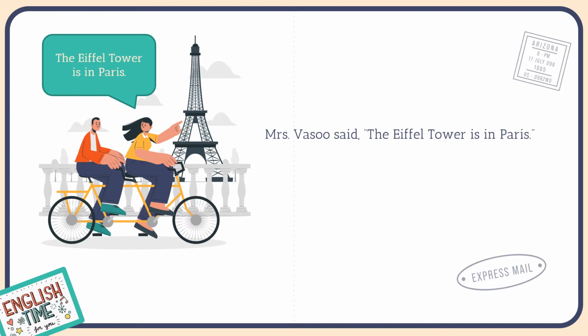Now, how do you report Mrs. Vasu's sentence? This is how you report Mrs. Vasu's sentence. Mrs. Vasu said that the Eiffel Tower is in Paris. Why do you need to use "is"? Because it's a fact. It was true in the past, it is true now, and it will be true in the future because it is a fact.